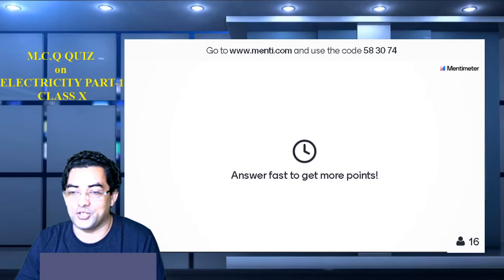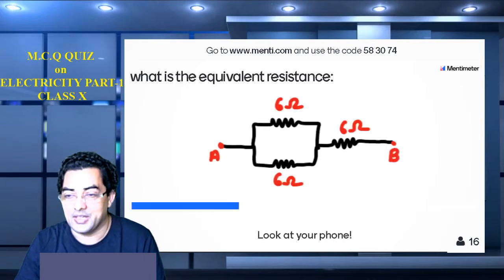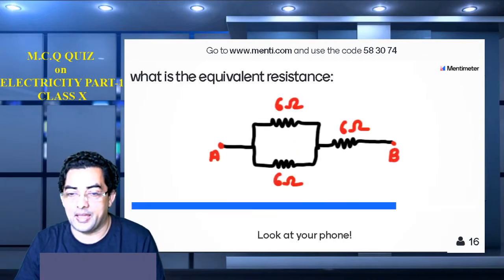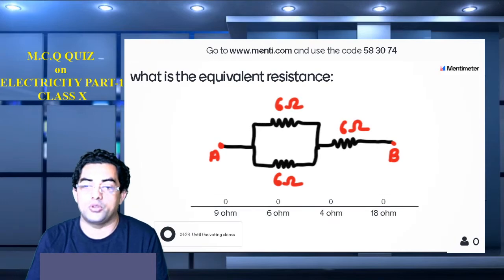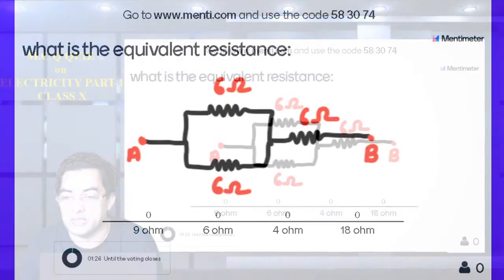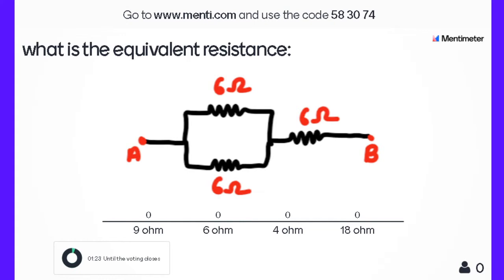And the next question, look at your screens, is another circuit diagram. Again, you have to find out the equivalent resistance. Let me put it up on the screen. Find out the equivalent resistance. Is it 9 ohms, 6 ohms, 4 ohms, or 18 ohms?